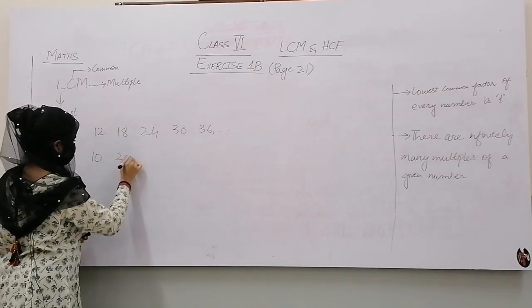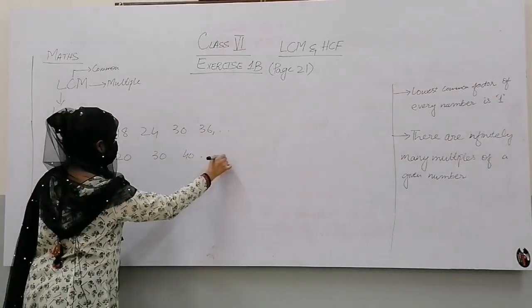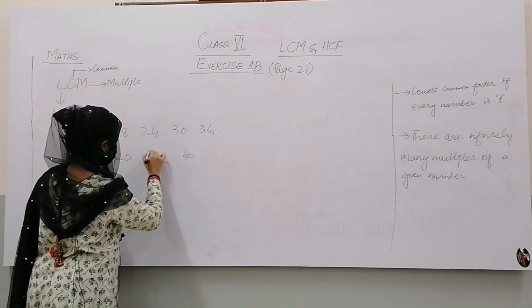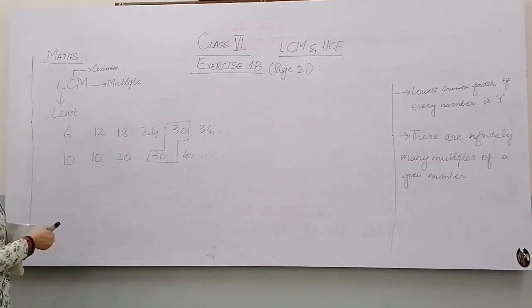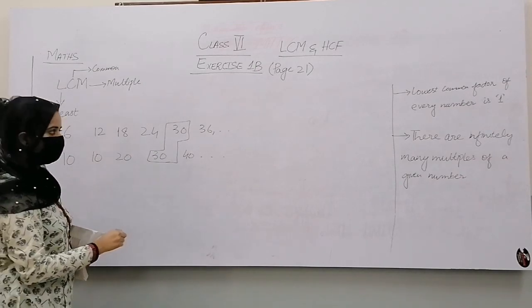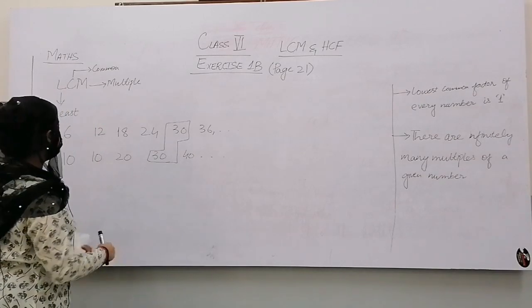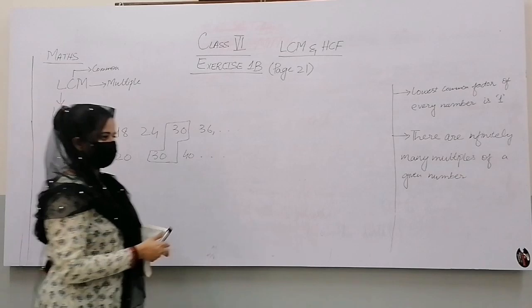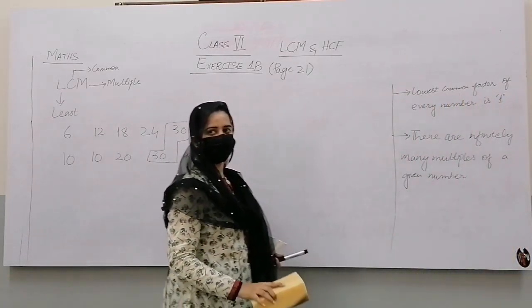Ten, 20, 30, 40, and so on. So which one is common? 30. And 30 is the least common multiple of 6 and 10. This was also listing method to find out least common multiple of these two numbers. Now we are going to study HCF and LCM using prime factorization.